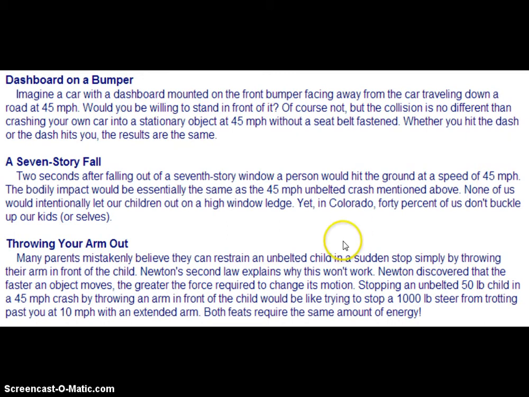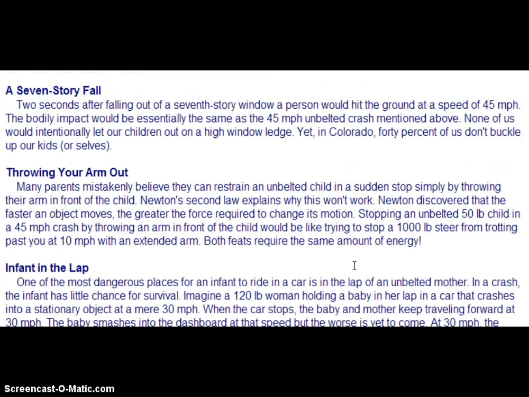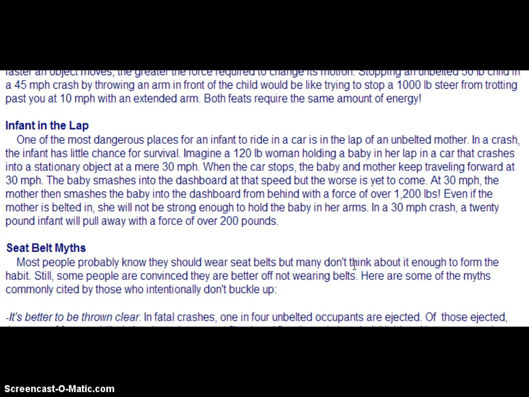Some people think that by throwing their arm out, they can save someone. That's not going to happen. If you have a 50-pound child in a 45-mile-an-hour crash, that'd be like trying to stop 1,000 pounds. That is ridiculous. It's not going to happen. That requires way too much energy to try to do that.